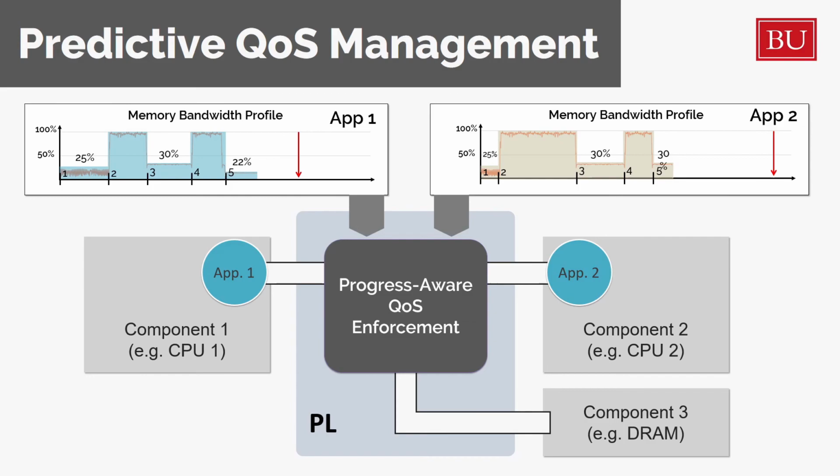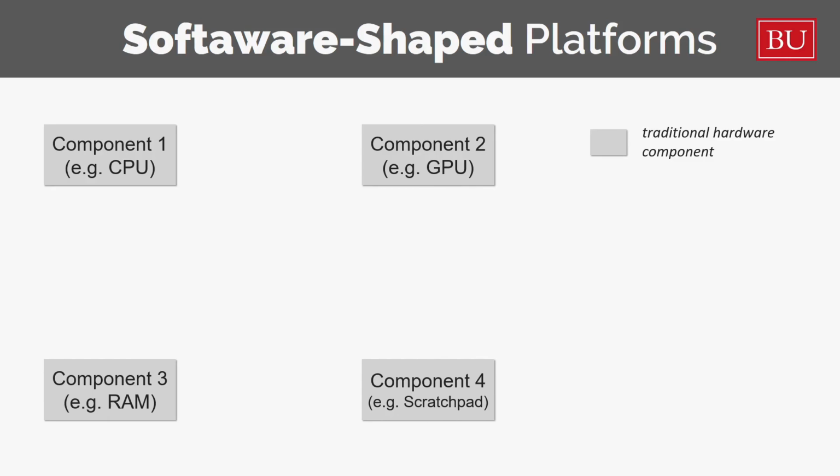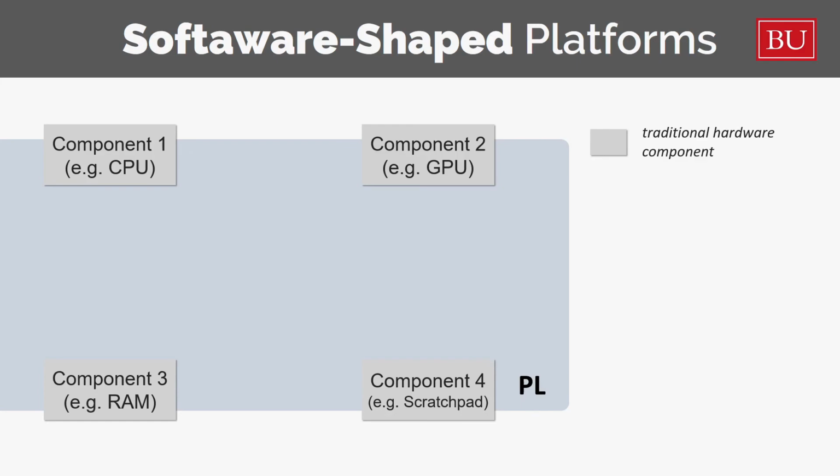Okay, so with this in mind, this was just an example, but really what we're transitioning toward is what I like to call a software-shaped platform. In a software-shaped platform, the presence of the PL, programmable logic, as interposed logic between multiple components, be they CPUs, GPUs, or memory components, is essentially functional to define data flow manipulation operators.